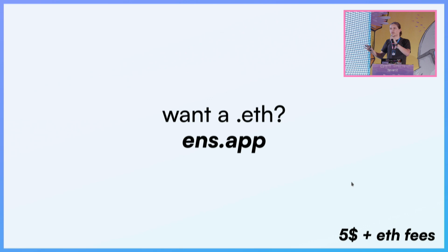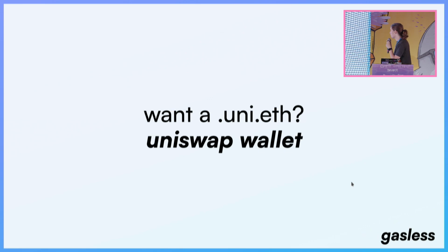They're $5 a year. Yes, there's a renewal fee. Yes, there's a reason for it. I'll get back to that later. But they're $5 a year, and they have some Ethereum fees, but it gets better. Stop walking out on me. Okay, fine. Want a uni.eth subdomain?